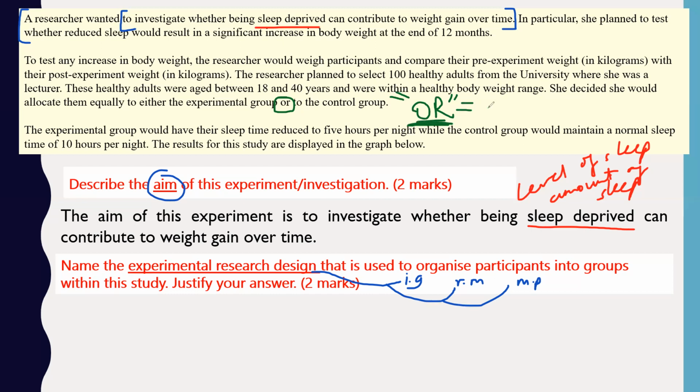If you ever see the word "or", it automatically means independent groups design. If you see the word "and", that would indicate a repeated measures design, because if you're being allocated to both groups, it means that you're repeating the conditions. You're repeating the experimental condition, and then you're repeating the control condition. So you're being reused for both conditions. That's the idea. If you see the word "or", it indicates independent groups design. That's the basic idea.